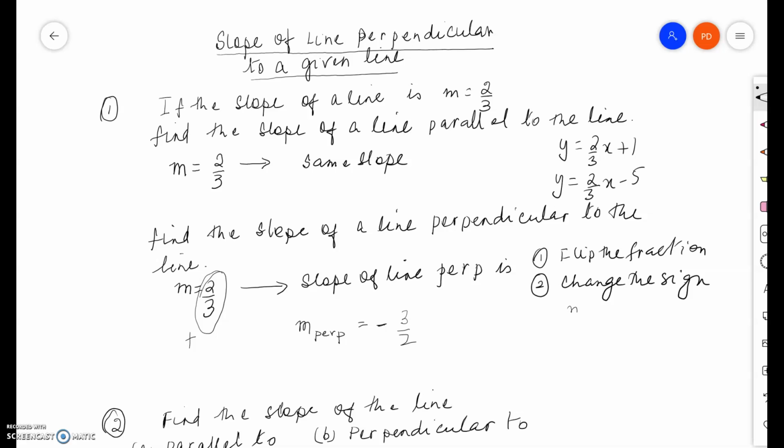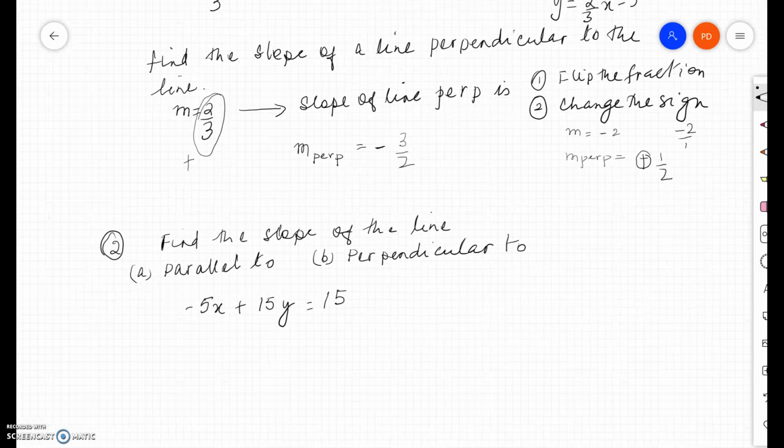Now suppose m equals, for example, -2. The slope of the line perpendicular to it would be, flip the fraction. So now let's write it first as -2/1. So we flip it to get -1/2. However, we need to change the sign. So if the original slope is negative, make it a positive. So flip the fraction, change the sign to get the slope of the perpendicular line.